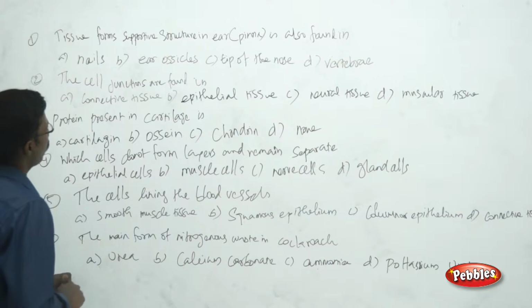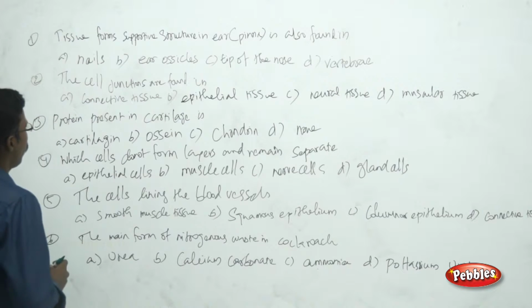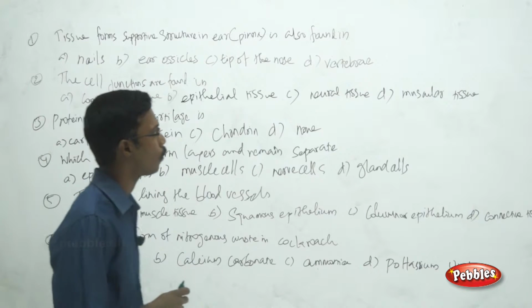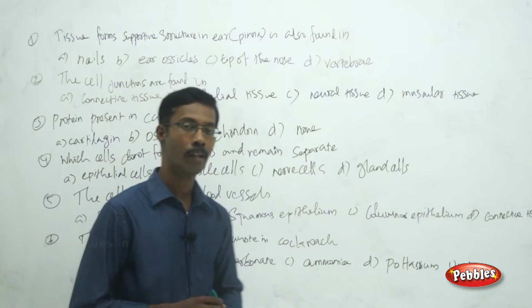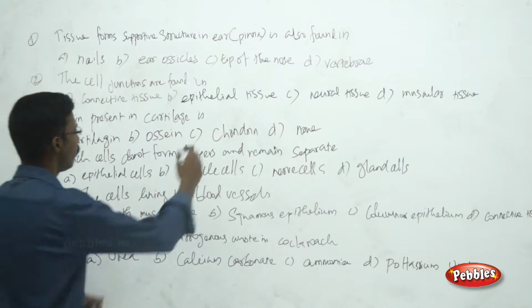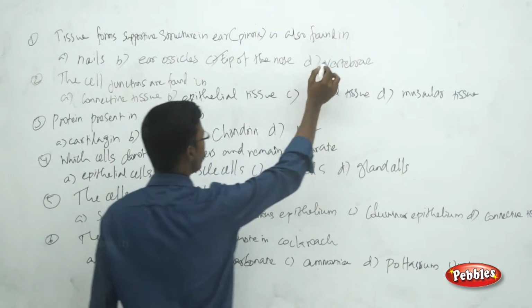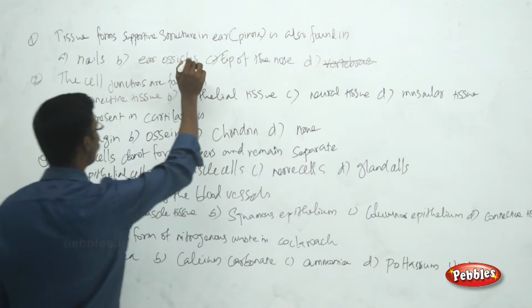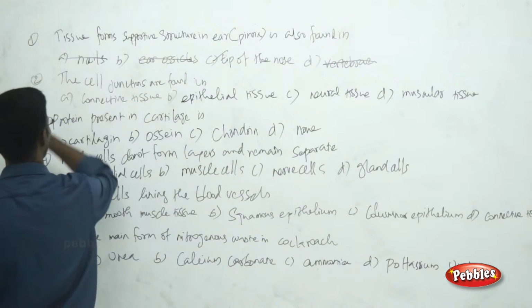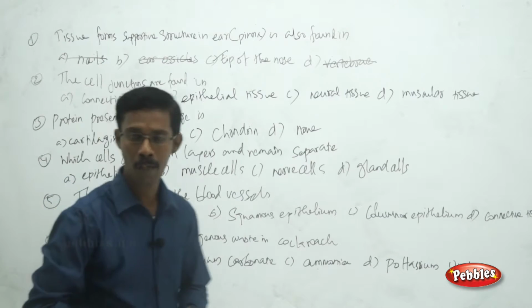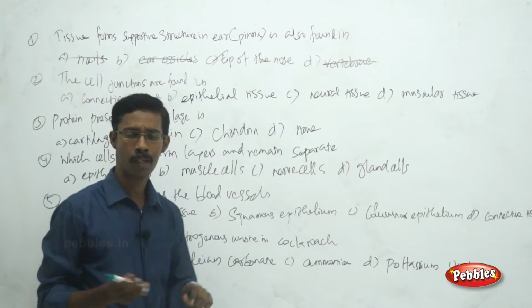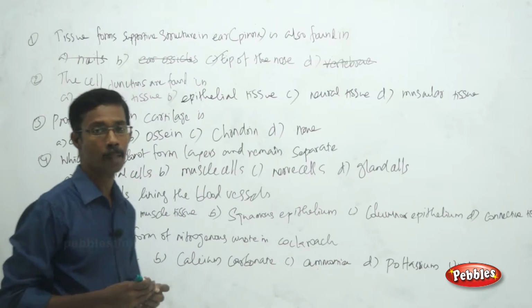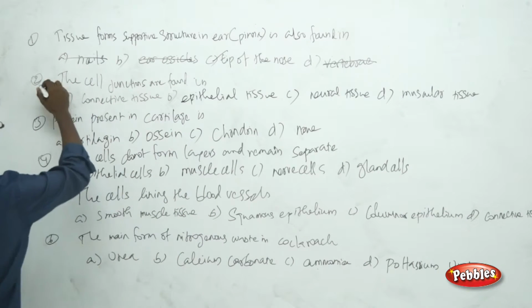So they are also present in, there are some choices given for you: nails, ear ossicles, tip of the nose and vertebrae. The point you have to remember over here, the cartilage is also present in the tip of the nose. Vertebrae is made up of some other type of tissue, and ear ossicles and nails do not belong to the yellow cartilage. The yellow cartilage present in the pinna is also present in the tip of the nose.